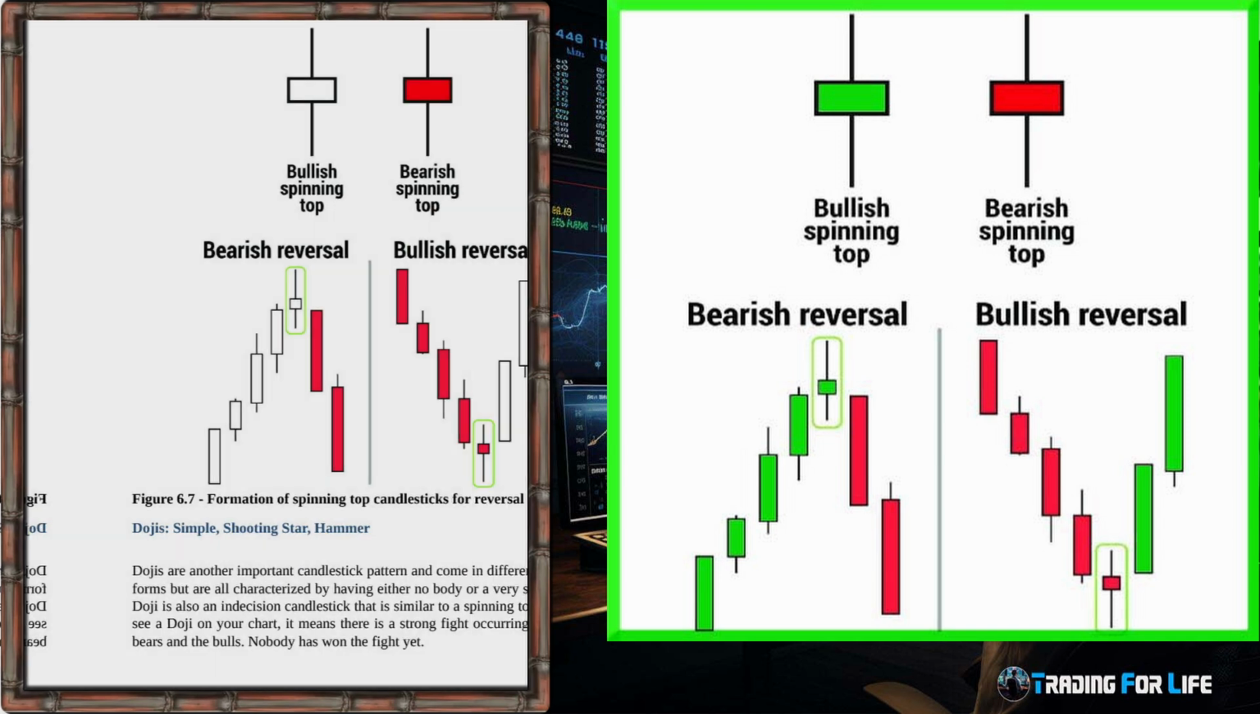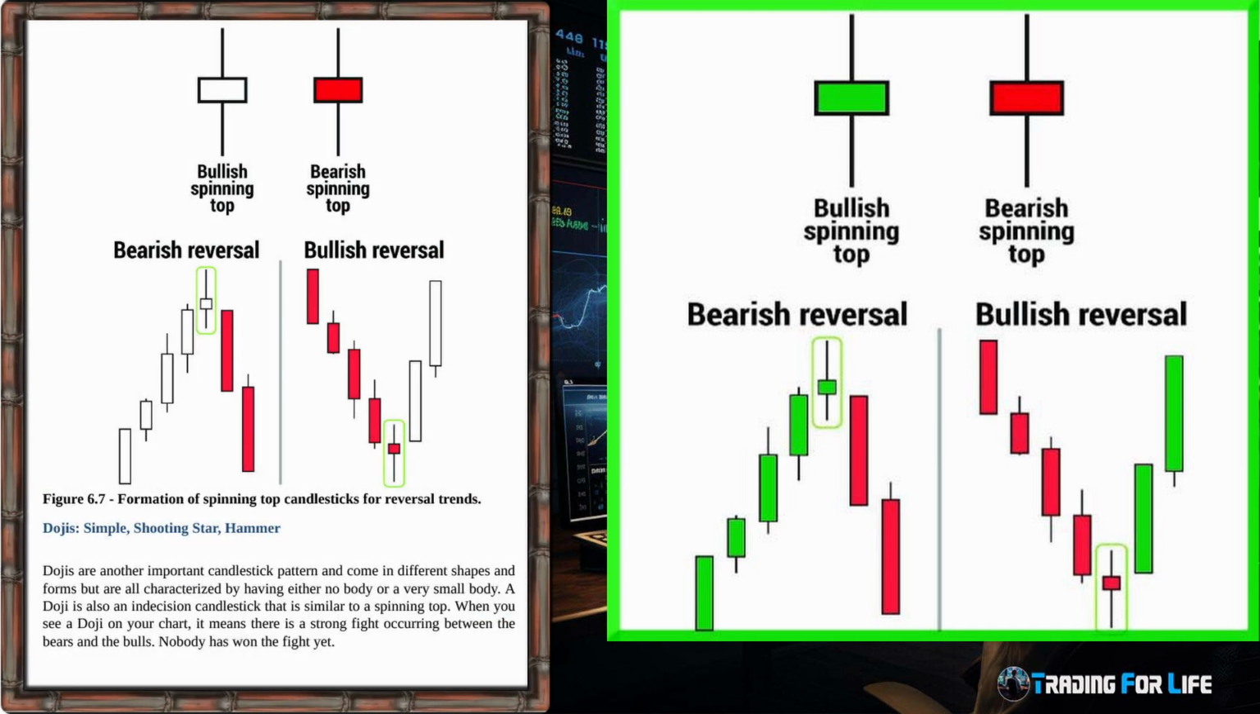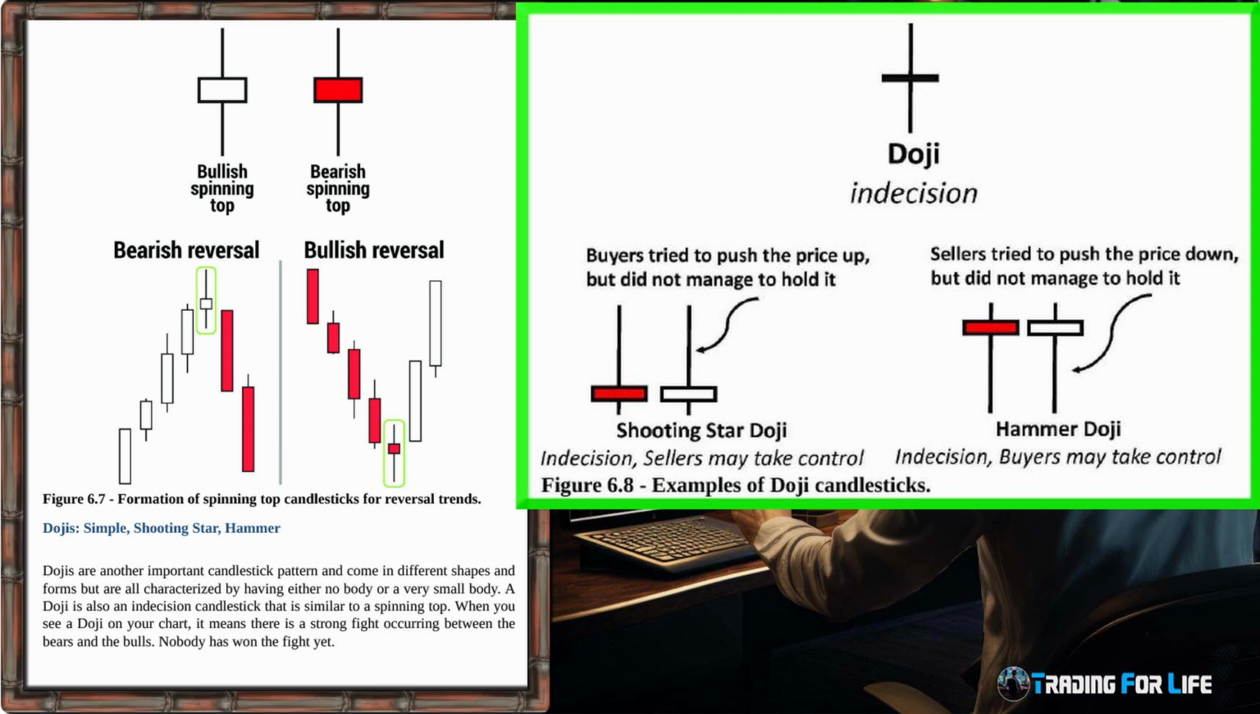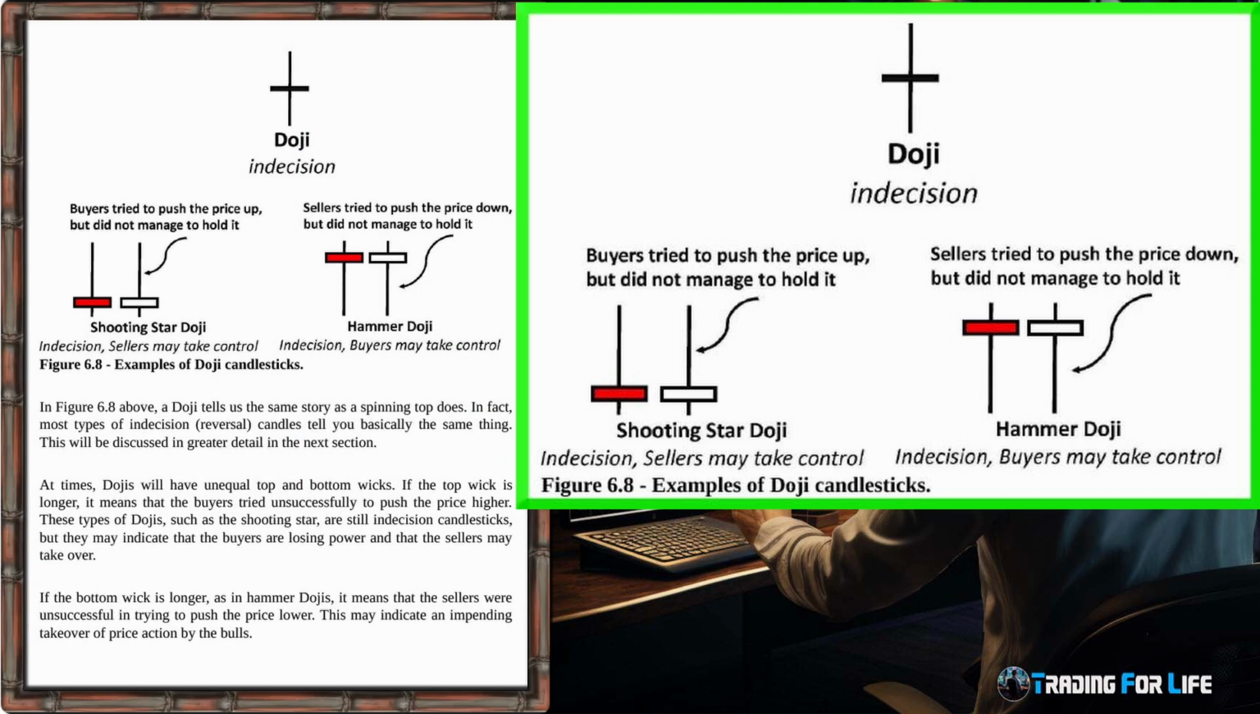Dojis are another important candlestick pattern and come in different shapes and forms, but are all characterized by having either no body or a very small body. A doji is also an indecision candlestick that is similar to a spinning top. When you see a doji on your chart, it means there is a strong fight occurring between the bears and the bulls. Nobody has won the fight yet. In figure 6.8 above, a doji tells us the same story as a spinning top does. In fact, most types of indecision, reversal candles tell you basically the same thing. This will be discussed in greater detail in the next section.